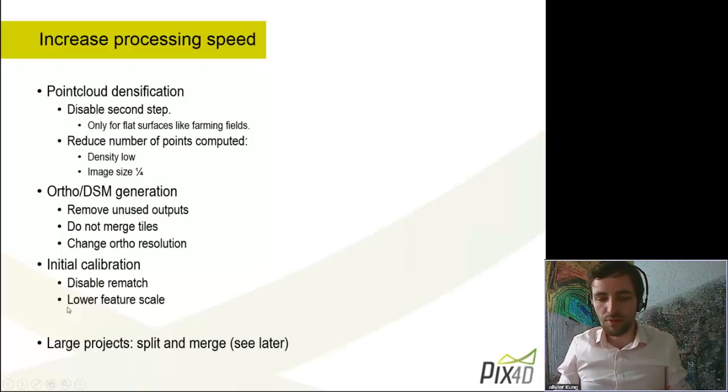If you have very large images or huge projects, then very likely you can also downscale the feature scale to 1/2. Most of the time it will not have a significant impact on the accuracy, but it will definitely speed up the processing of the first step, potentially by up to 4 times. And for large projects, it's a bit different, but I'm going to talk about that just after.